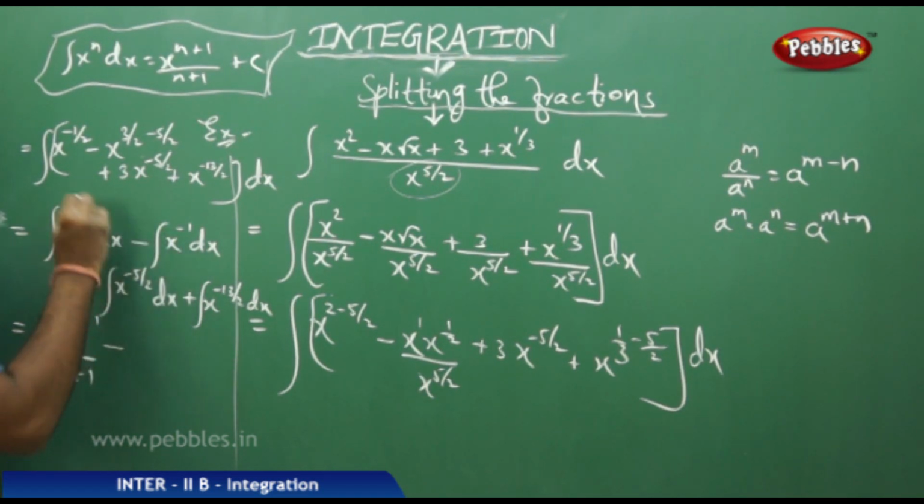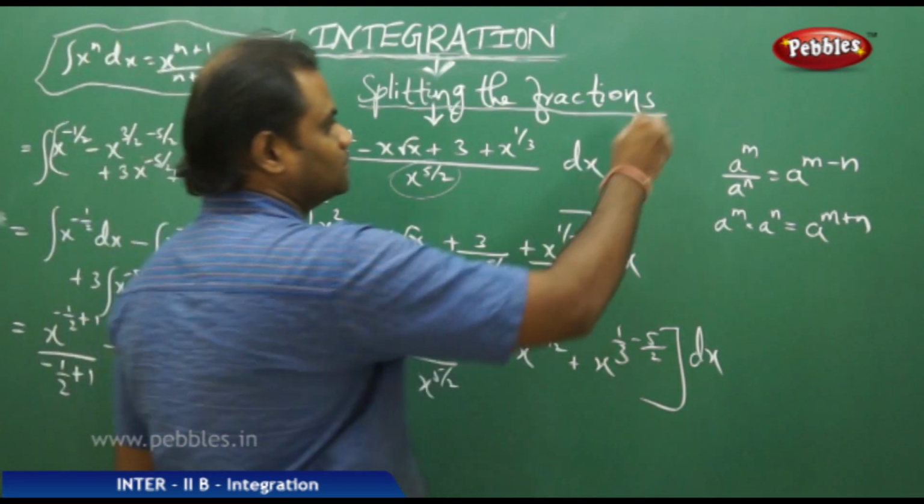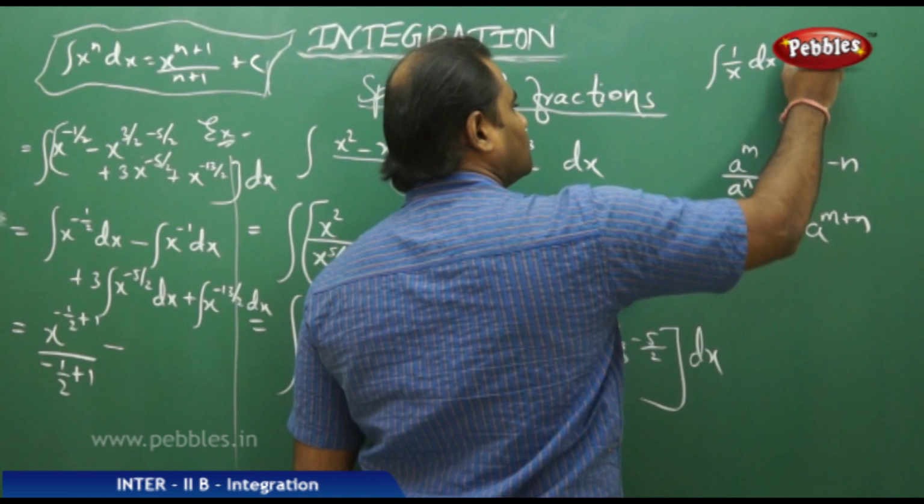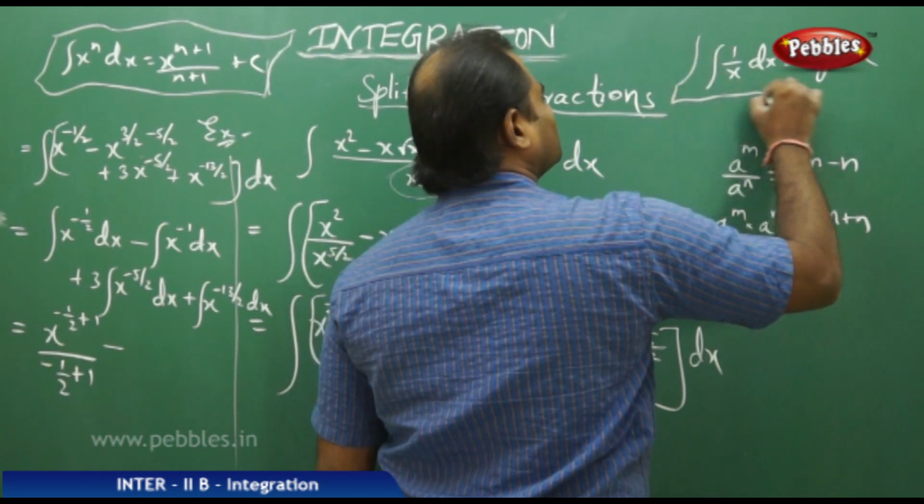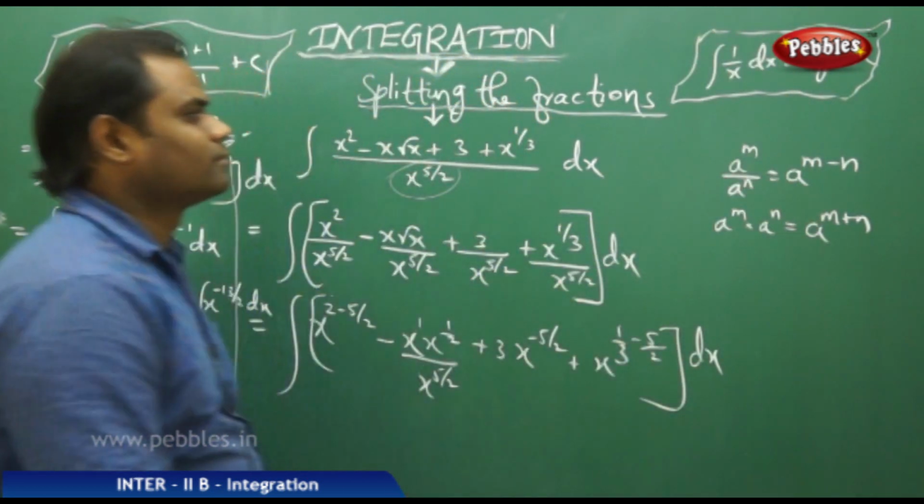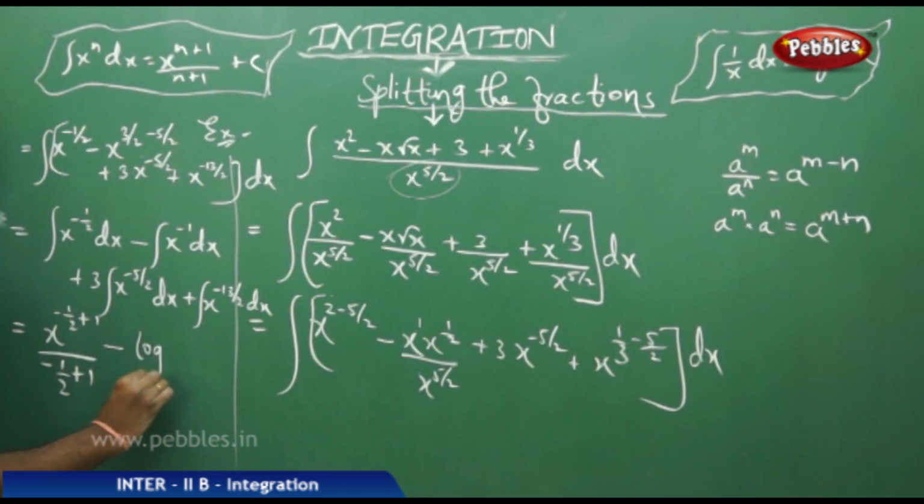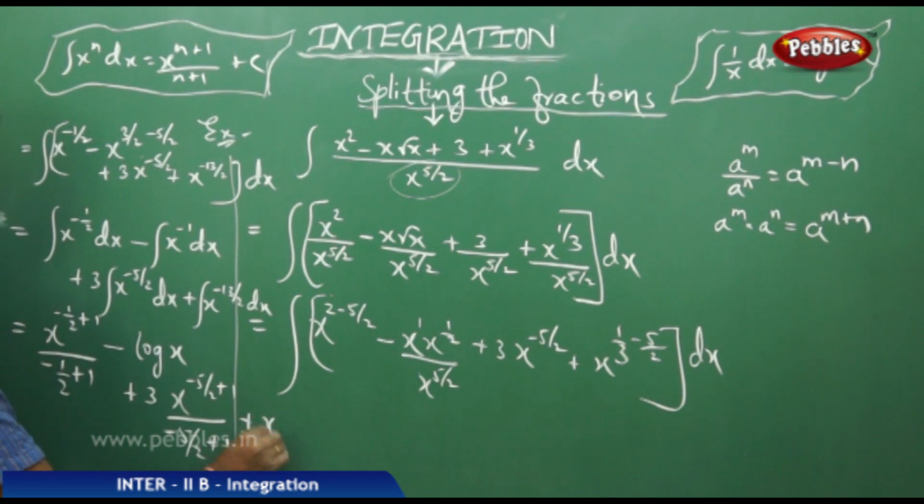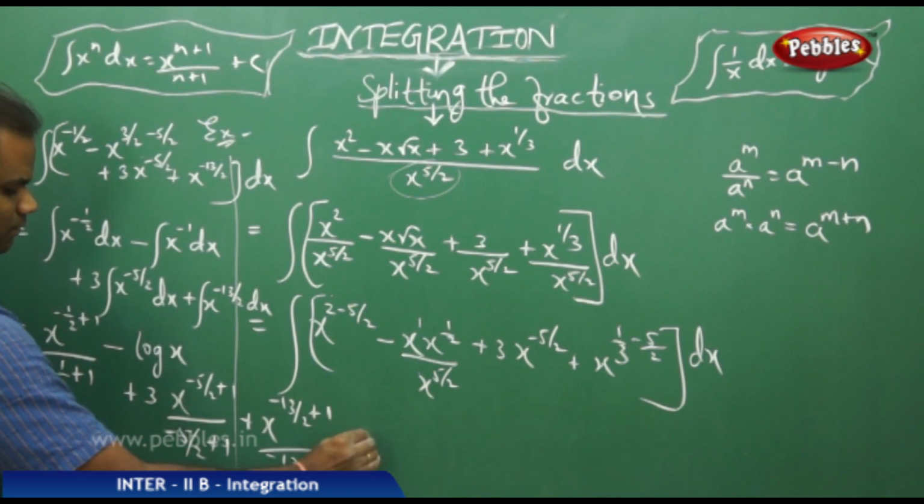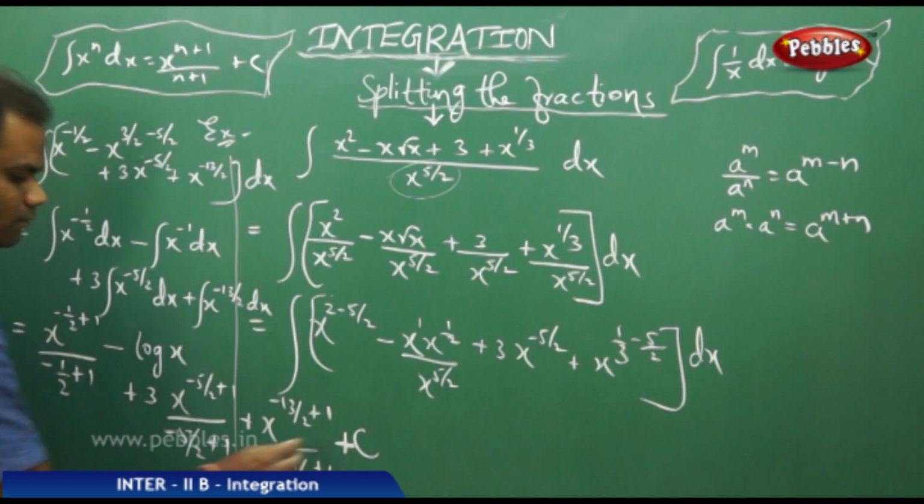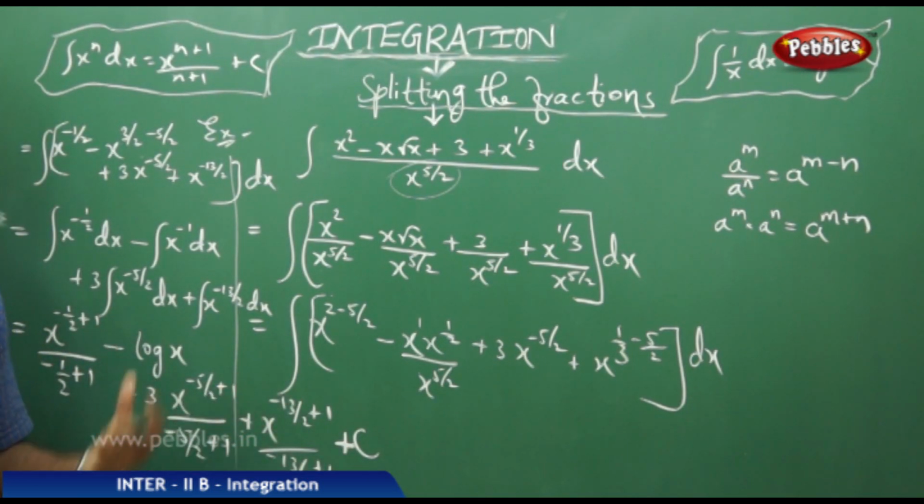Minus, this is integral 1 by x, which is log x plus c, and therefore integral 1 by x is log x, and plus 3 times x power minus 5 by 2 plus 1 by minus 5 by 2 plus 1, and then plus x power minus 13 by 2 plus 1 by minus 13 by 2 plus 1 plus c is what we get when we integrate each of the functions out here.